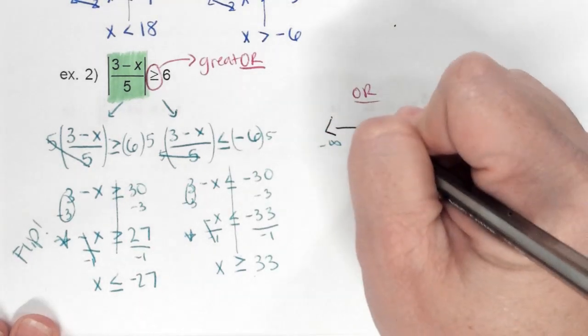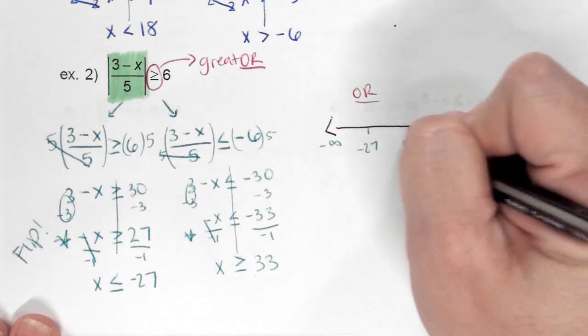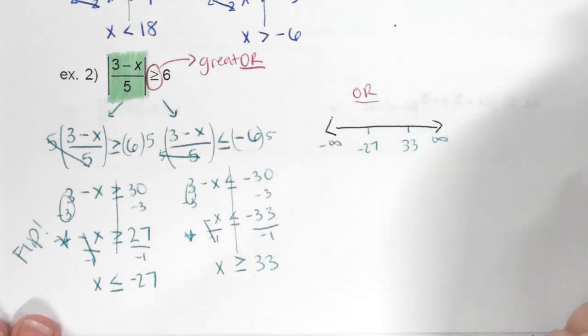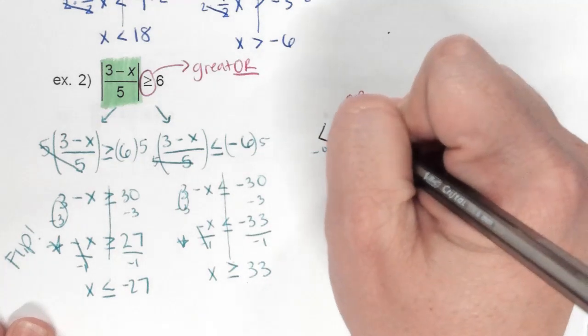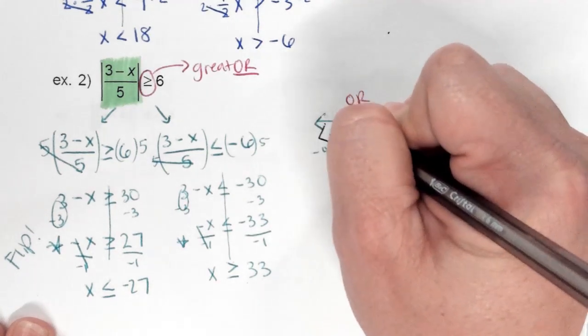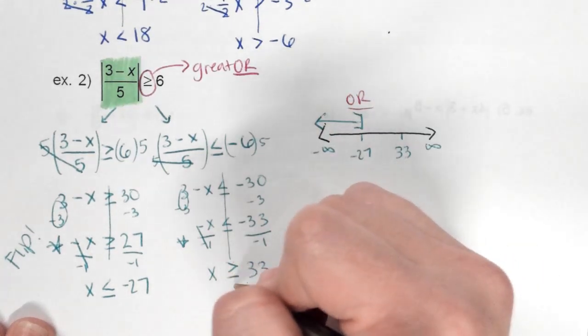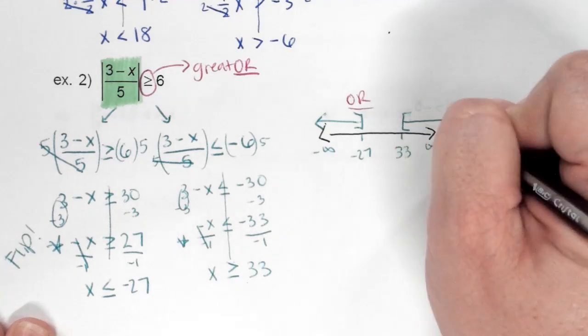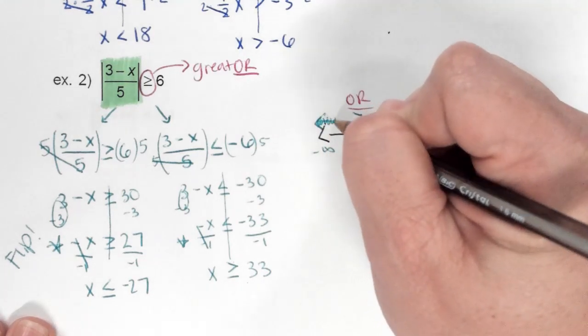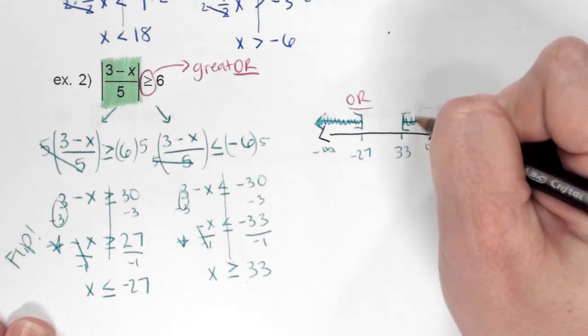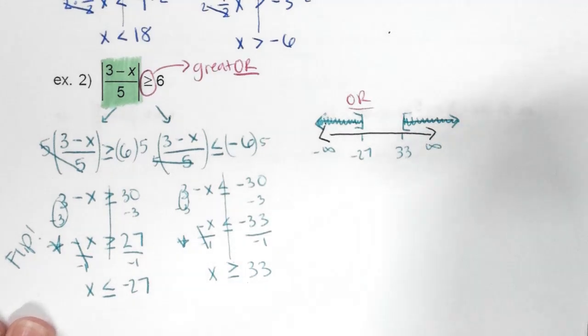Okay, so I have negative 27, which is smaller than positive 33. And x is less than or equal to negative 27. Less goes to the left, equal to gets a square bracket. X is greater than or equal to 33. Greater than goes to the right, and equal to gets a square bracket. And because it's an OR problem, our solution is everywhere we shaded. So we shaded here, and we shaded this way. So all of that's a solution.